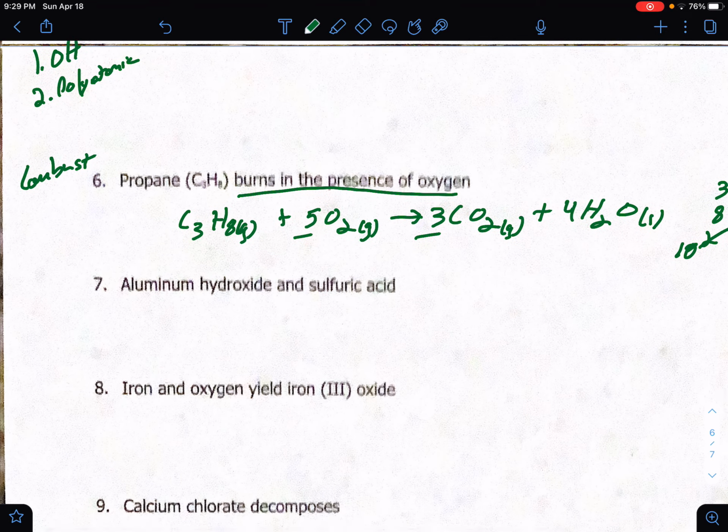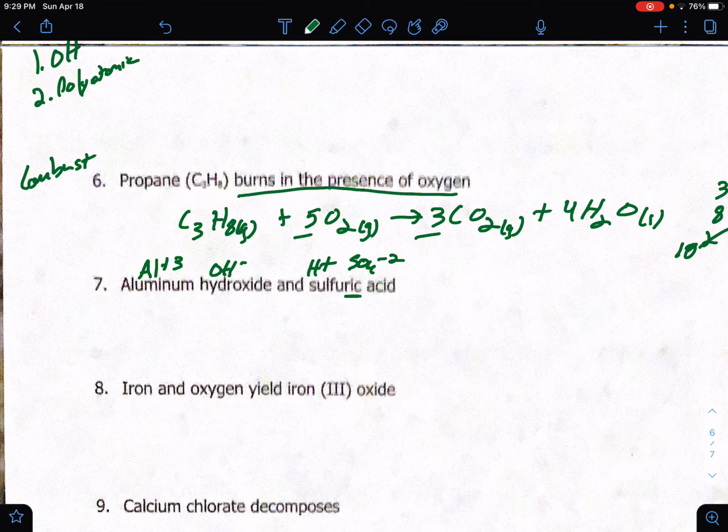Aluminum hydroxide and sulfuric acid. Okay, so aluminum is Al with a plus 3. Hydroxide is OH with a minus 1. Sulfuric acid. Okay, so I don't see hydro. So 1, I know I'm always dealing with hydrogen for an acid. If there's no hydro, that means I'm dealing with a polyatomic. And since it ends in ic, that means I'm dealing with sulfate. So this is SO4 with a minus 2.